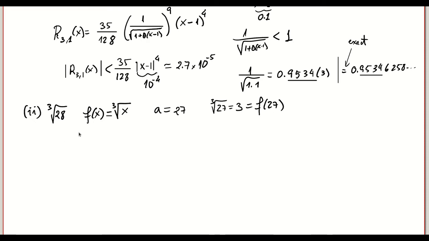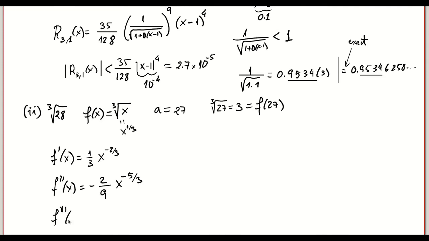Okay, so we need derivatives of this. Remember, this is just x to the 1/3. So if we calculate the first derivative, this is equal to 1/3 x to the minus 2/3. The second derivative is minus 2/9 x to the minus 5/3, and the third derivative, which we need for the remainder, is 5 times 2 is 10, 10 divided by 3 by 9 is 27, x to the minus 8/3.